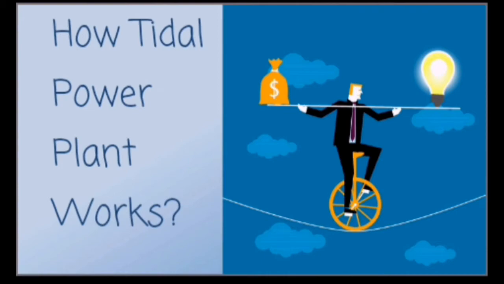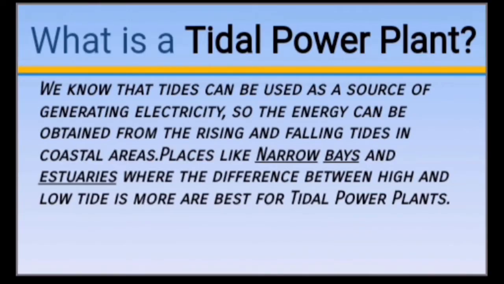How tidal power plant works. What is a tidal power plant? We know that tides can be used as a source of generating electricity, so the energy can be obtained from the rising and falling tides in coastal areas. Places like narrow bays and estuaries where the difference between high and low tide is more are best for tidal power plants.